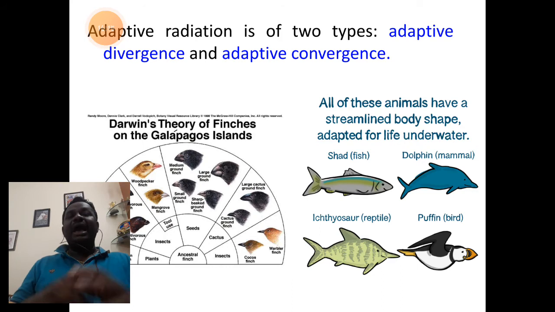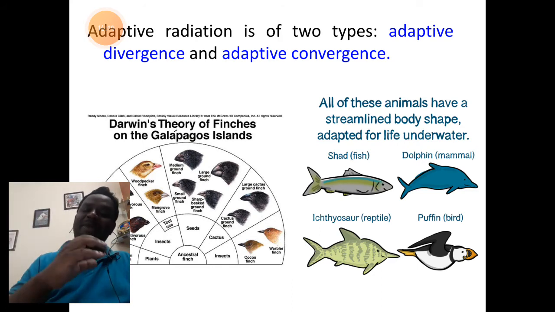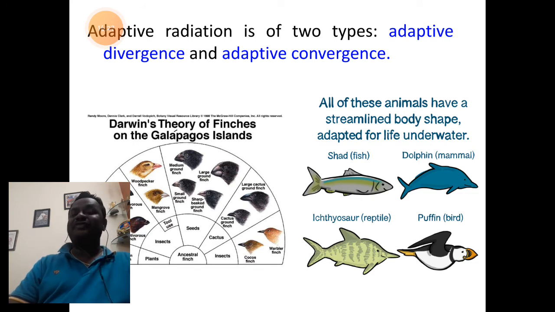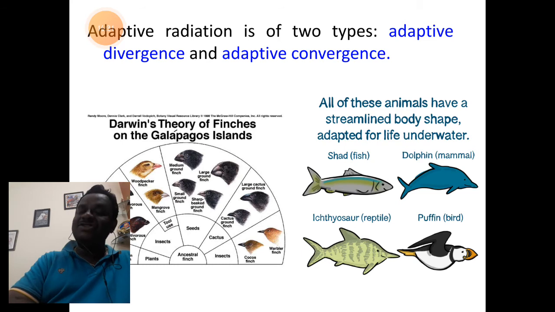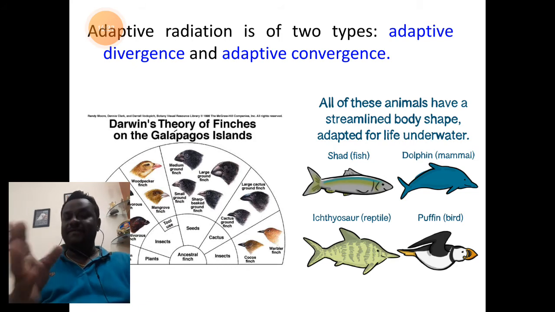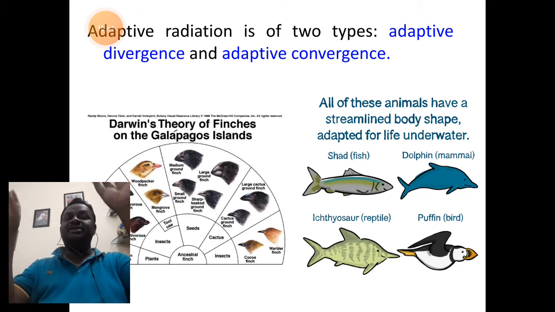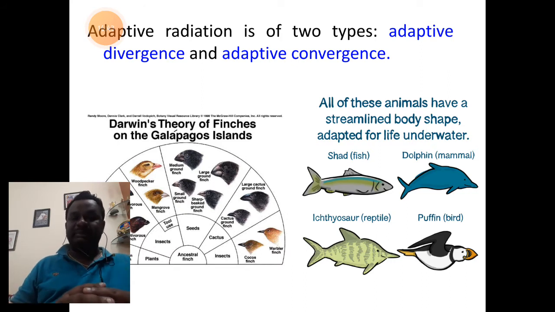Next, after understanding the concept of adaptive radiation and the mechanism, the next is types of adaptive radiations. Students, remember, there are two major types of adaptive radiation. First type is adaptive divergence, the second is adaptive convergence. When you look at the diagrams down towards the left side, from one common ancestor there occur different species of organisms.